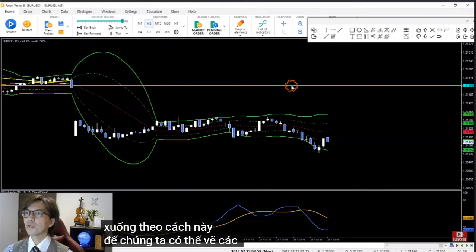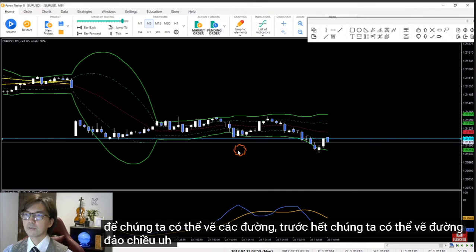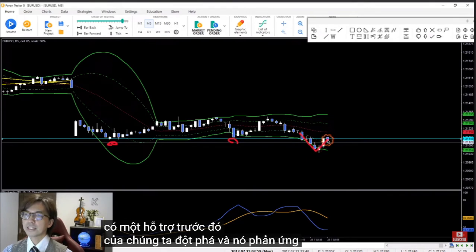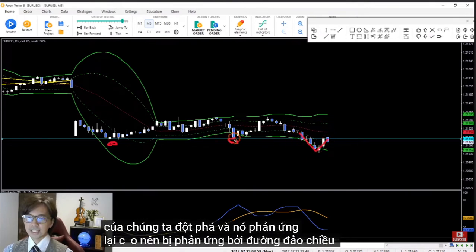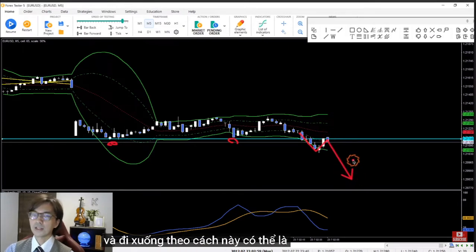So we can draw lines. We can first of all draw this reversal line. There's a previous supports or breakout, and it could react. It could be reacted by this reversal line and go down this way. Could be the scenario.